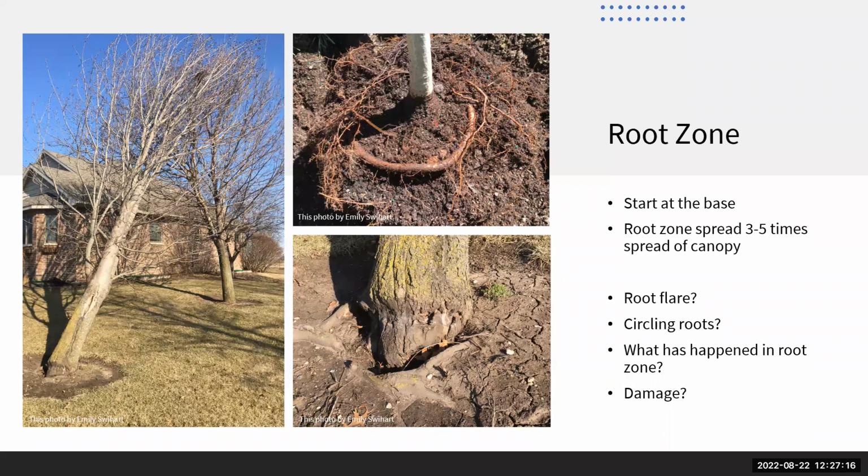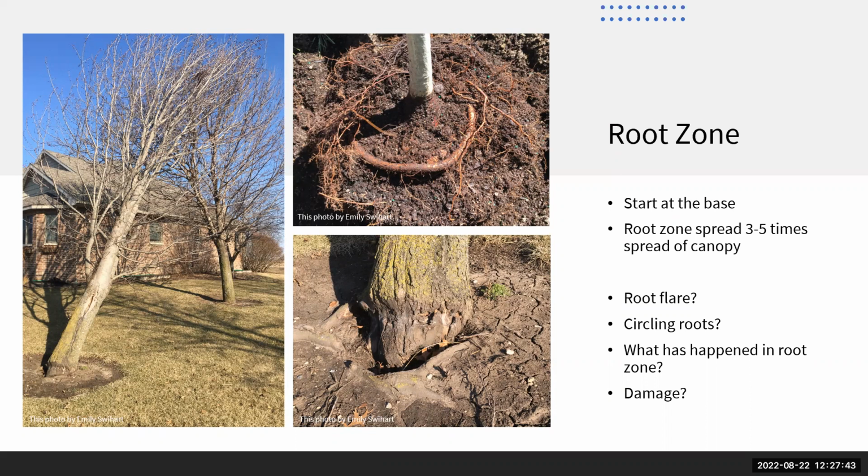A root flare is where there's a buttress shape at the bottom of the tree where those roots start to spread out. These root zones can spread 3 to 5 times the spread of the canopy, and so that's going to be a significant portion of the land that you're looking at, but those roots will start to flare out above ground, which is where it should be on a tree that is planted at the proper depth.